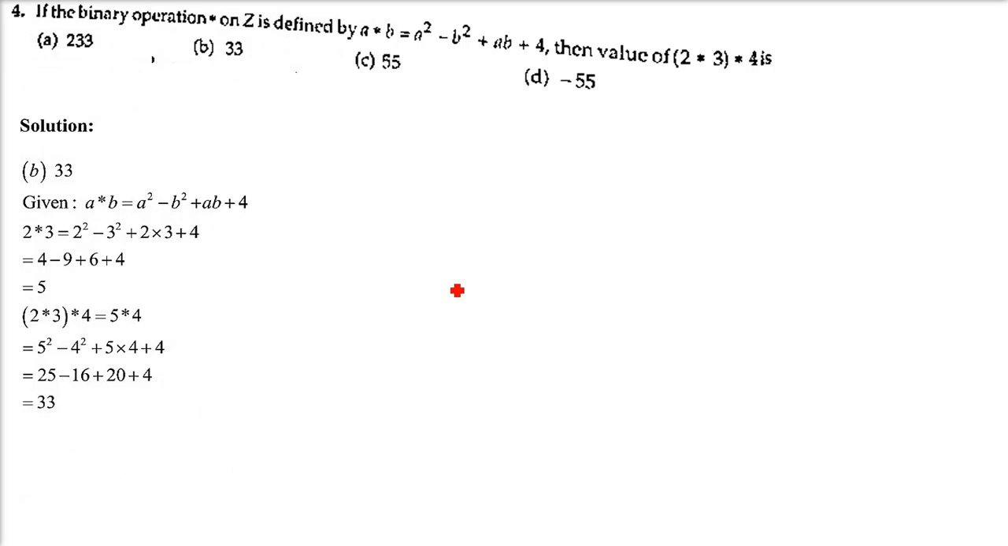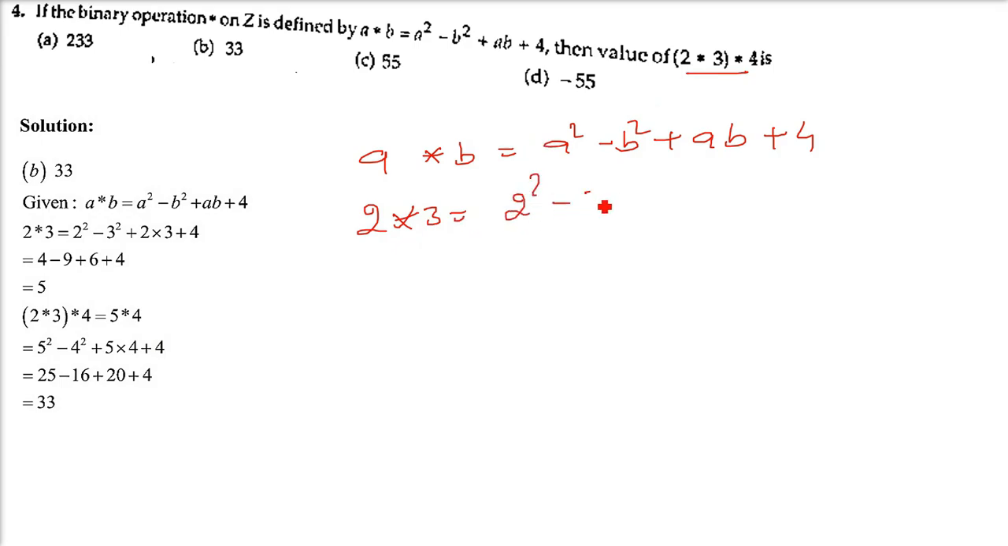Next is, if the binary operation star on Z is defined by a star b equals a squared minus b squared plus ab plus 4, we have to find out 2 star 3 star 4. The 2 star 3 first we'll do: 2 square minus 3 square plus 2 into 3 plus 4. This is 4 minus 9 plus 6 plus 4. So you have 14 minus 9, which is going to be 5. Now 2 star 3 is 5. We will operate 5 with 4 now.